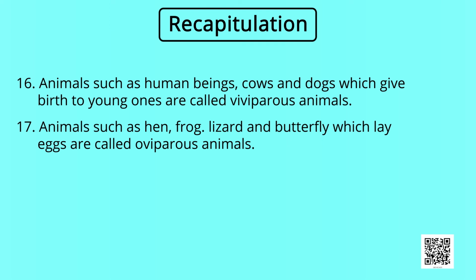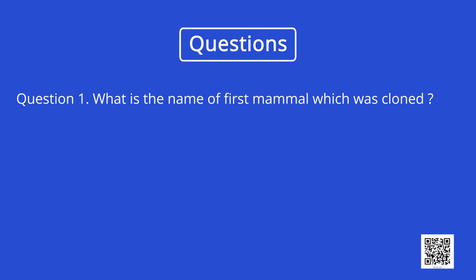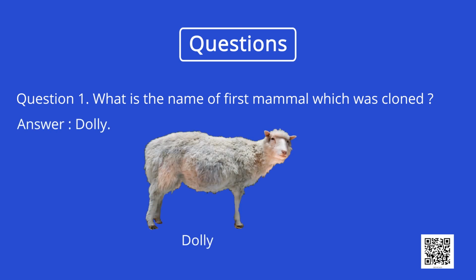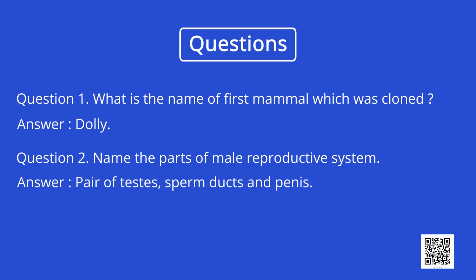Children, now I will ask you a few questions and I hope that you might be knowing the answers. So, my first question is, what is the name of the first mammal which was cloned? And the answer is Dolly. My next question is, name the parts of male reproductive system. And the parts of male reproductive system are a pair of testes, sperm ducts and penis.